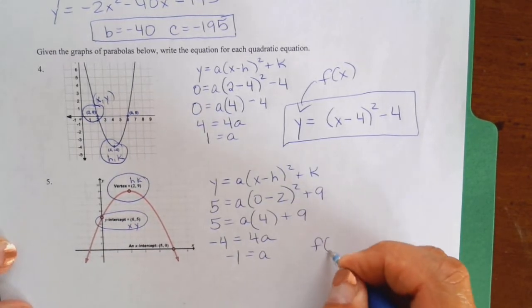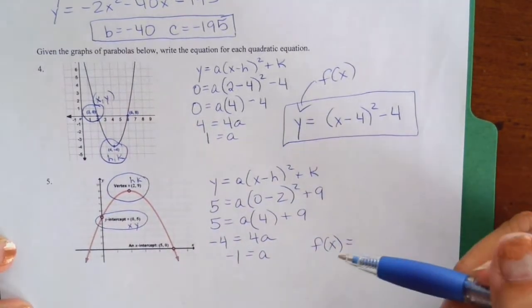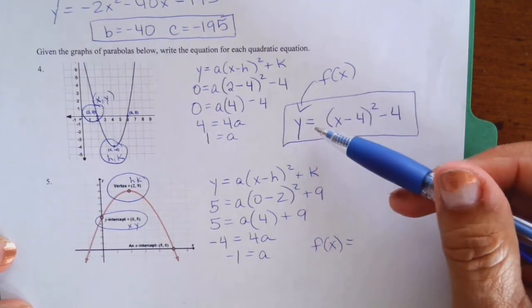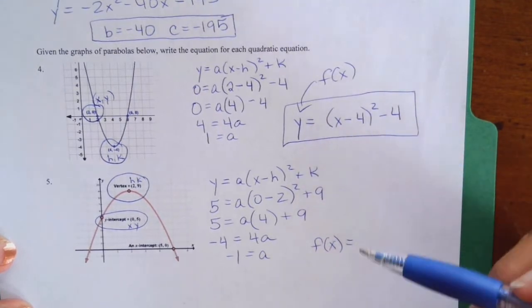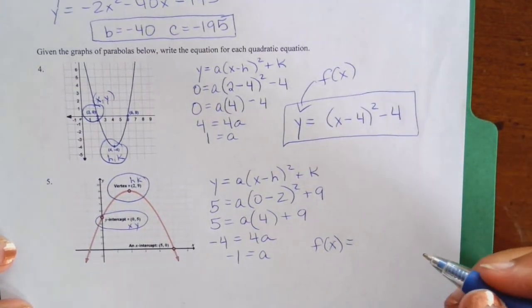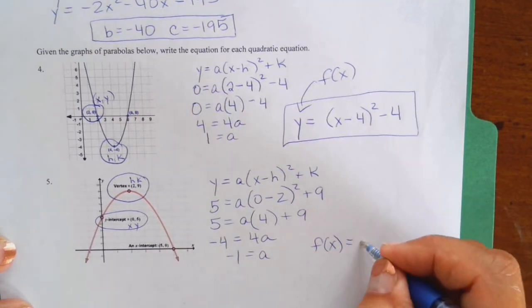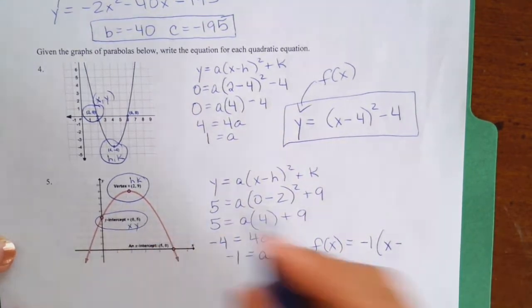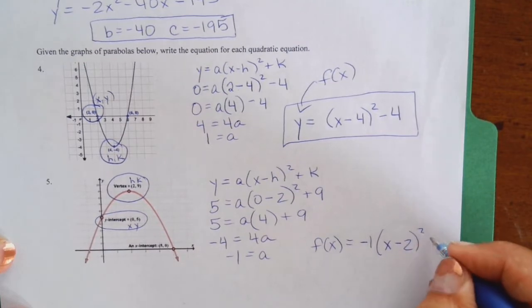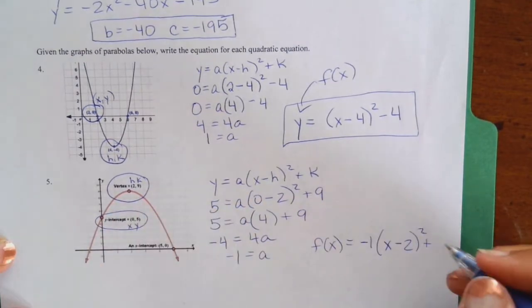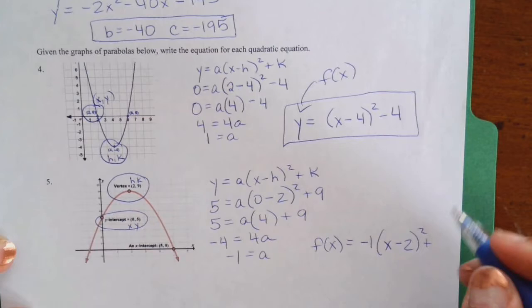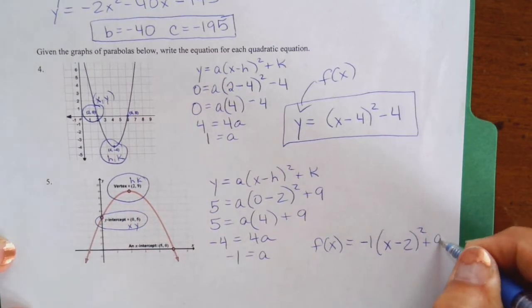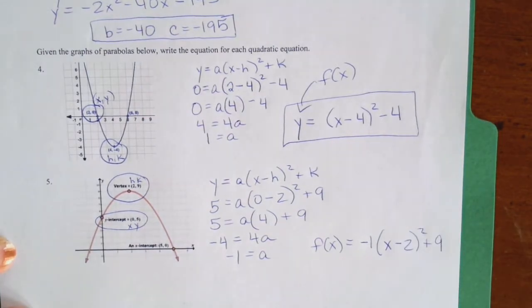All right, so we'll write our function. Now, I'm just choosing f of x this time. Remember, you can use either one. They're replaceable. So the function would be a, which is negative 1, times x minus the h value, 2, squared, plus k, the y value of the vertex, which is 9.